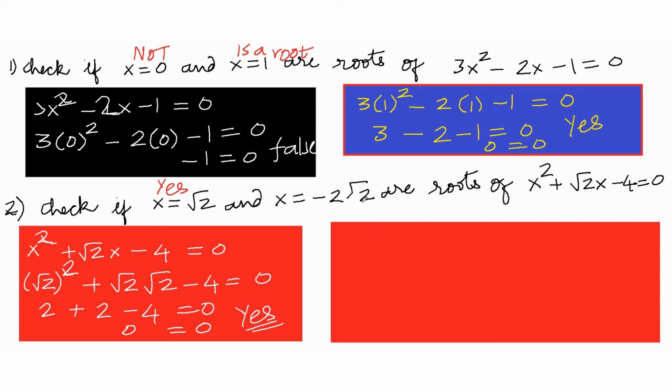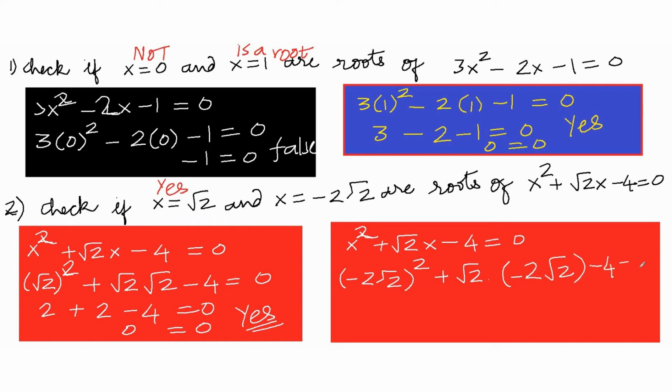Now let's take the second value of x. So we have x square plus root 2x minus 4 equal to 0, and the value of x is minus 2 root 2. So this would be minus 2 root 2 the whole square plus root 2 times minus 2 root 2 minus 4 is equal to 0. So let's check this now.